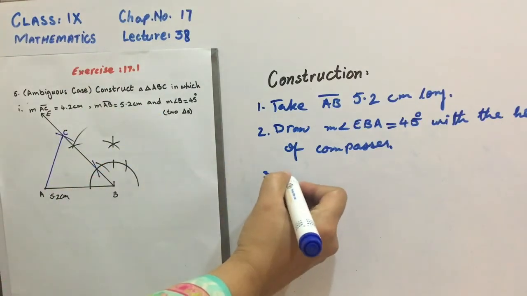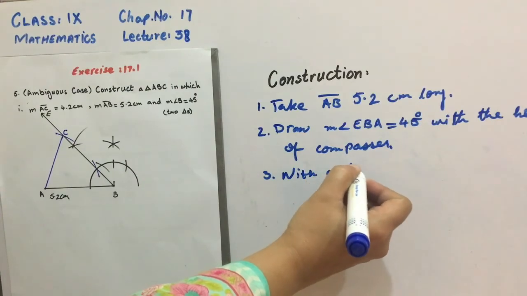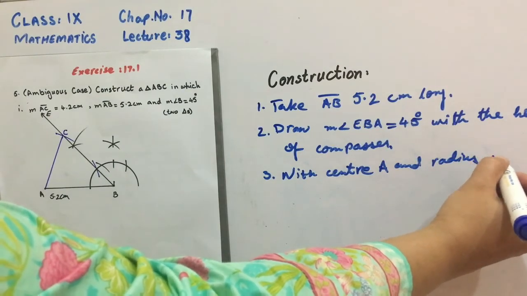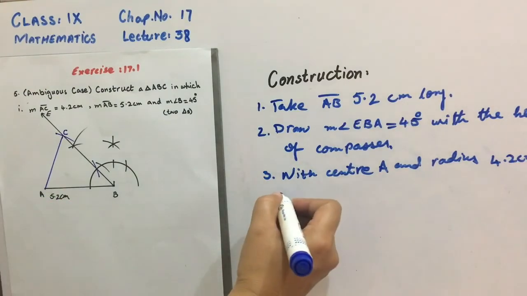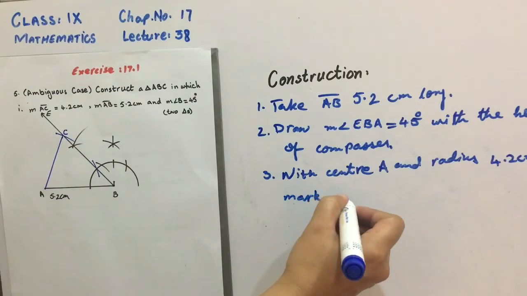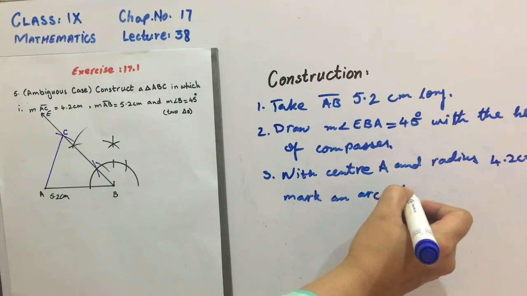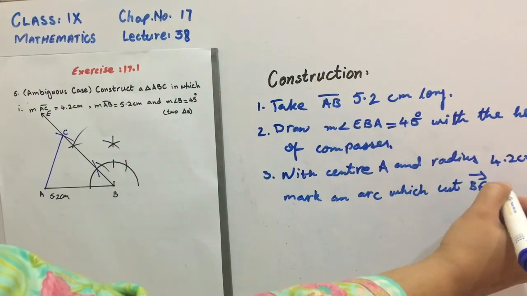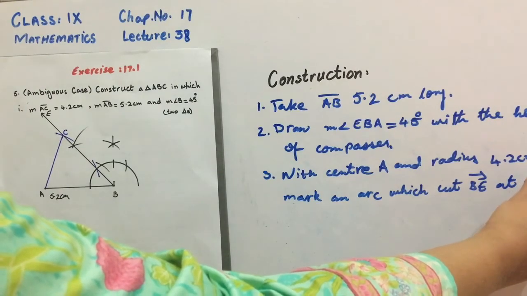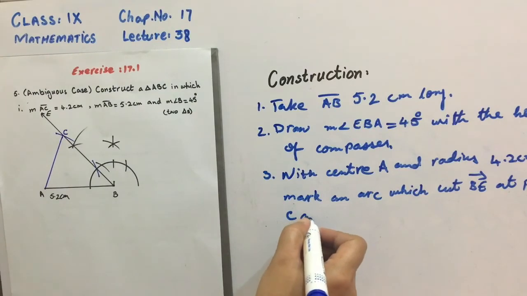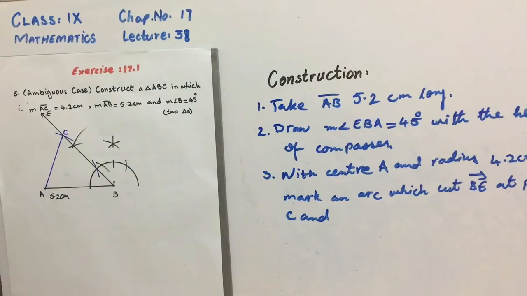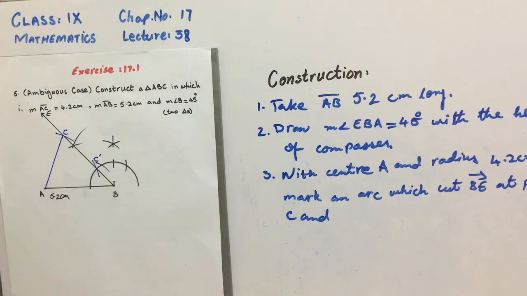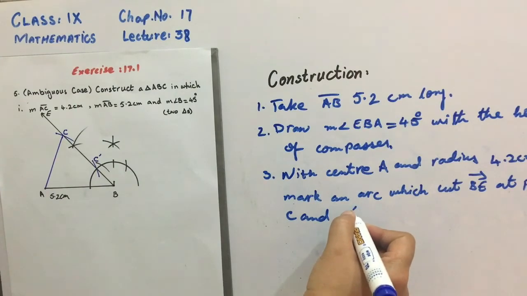Step number 3 was: with center A and radius 4.2 centimeters, mark an arc which cuts ray BE at 2 points, points C and C complement.